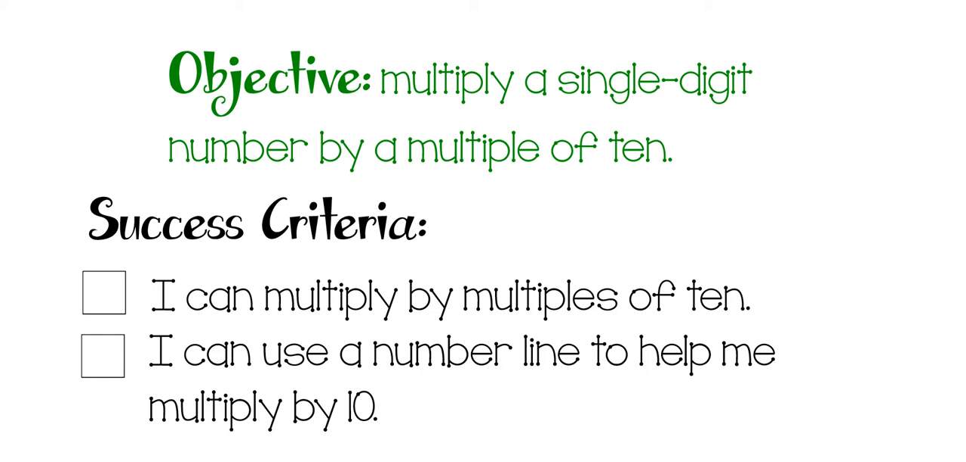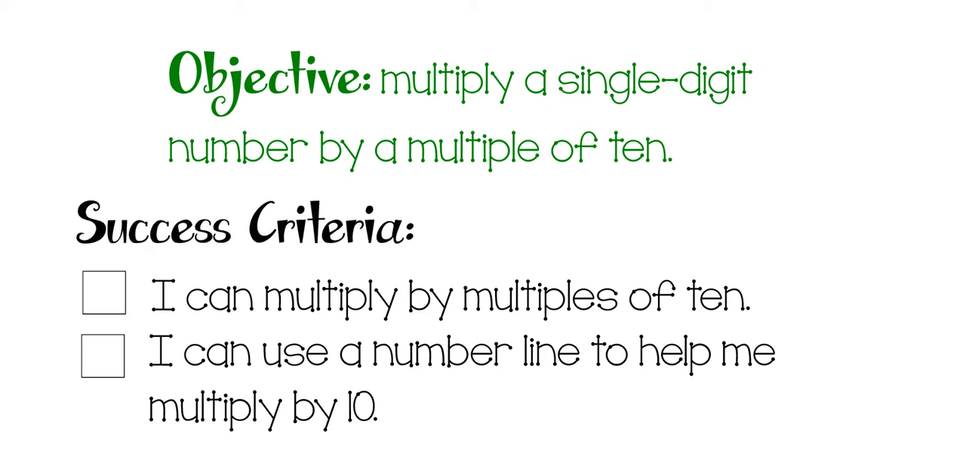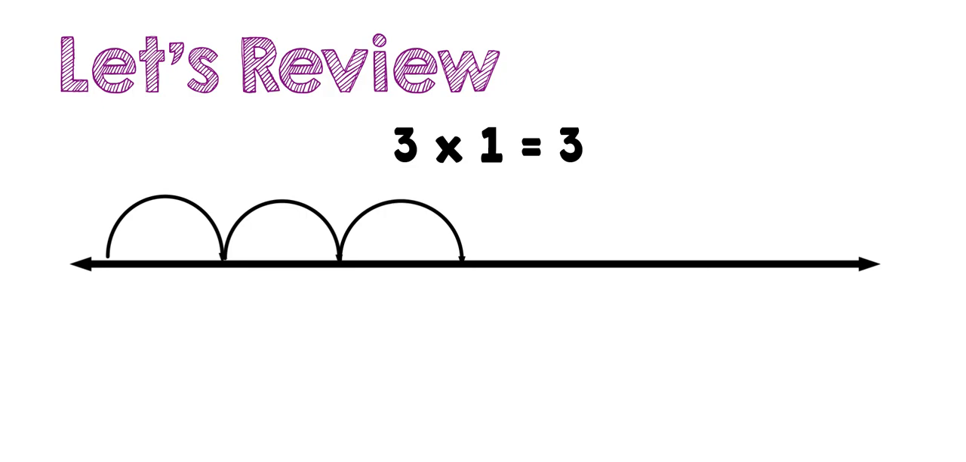Now let's look at our success criteria. How will we know that we have met that objective? Well, first, we'll be able to multiply by multiples of 10. And second, we'll be able to use a number line to help us to multiply by 10. So let's look at some examples, but first, a little review.